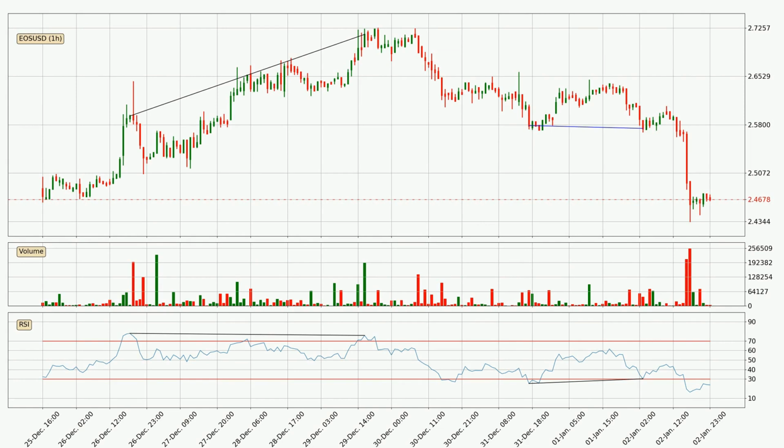Searching for divergence in the hourly time frame, unexpectedly, the price went down despite the bullish divergence.